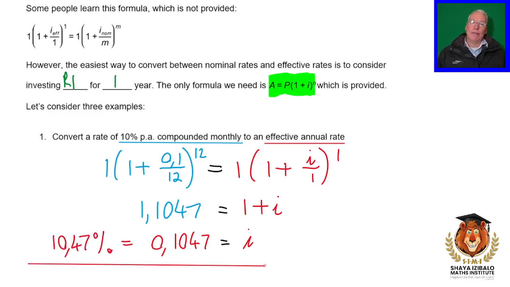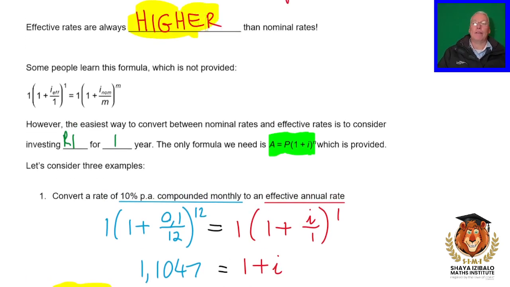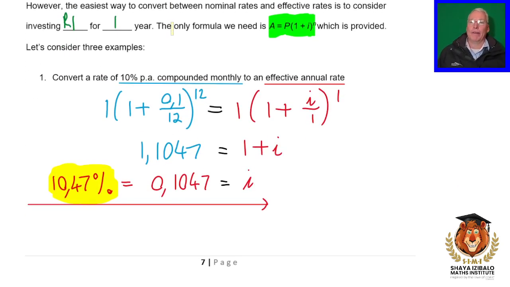What that means is that if a bank offers you 10% per annum compounded monthly, that's exactly the same as getting 10,47% once at the end of the year. Notice that the effective rate is higher than the nominal rate. The effective rate is always higher than the nominal rate.